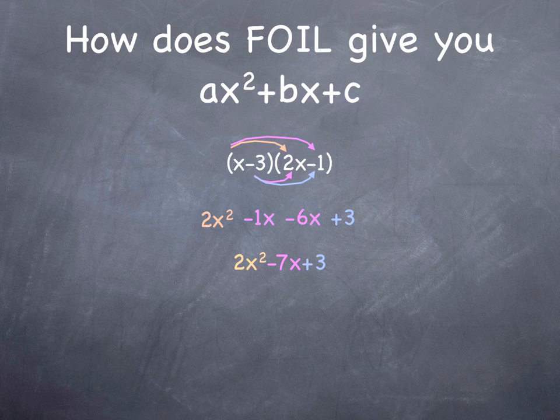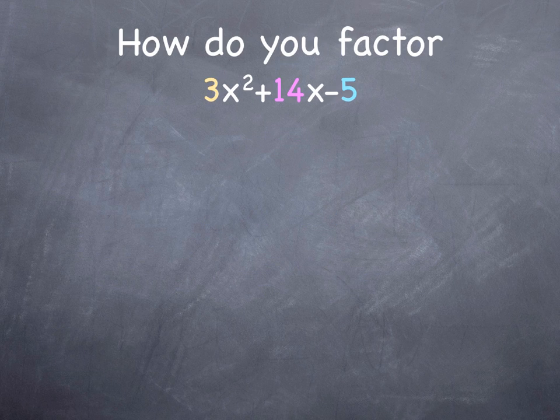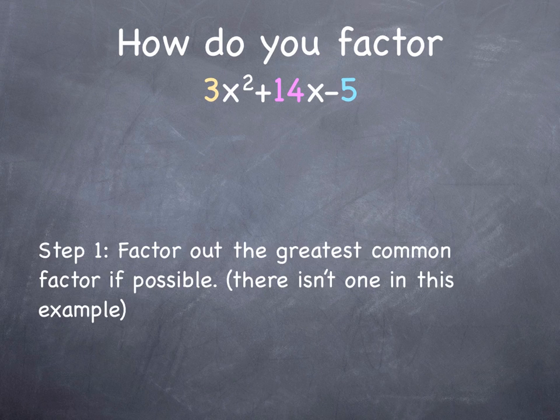Our goal in this section is to figure out how to work backwards. If we start with 2x squared minus 7x plus 3, how do we get back to the factors of x minus 3 and 2x minus 1? So here's an expression that we're going to use as an example problem: 3x squared plus 14x minus 5. How do we factor this?